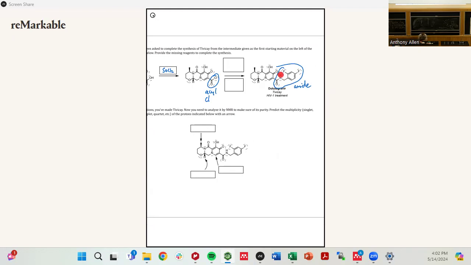So you need 2 reagents. You need the amine from here, H2N. And then what down here? Some sort of weak base like pyridine. It makes males go infertile. It smells bad.